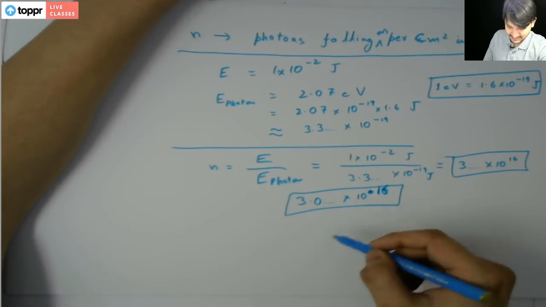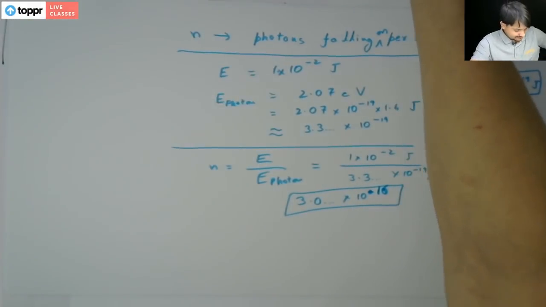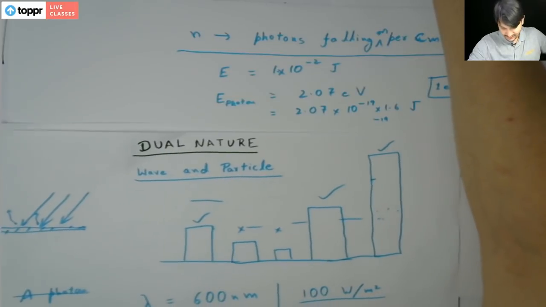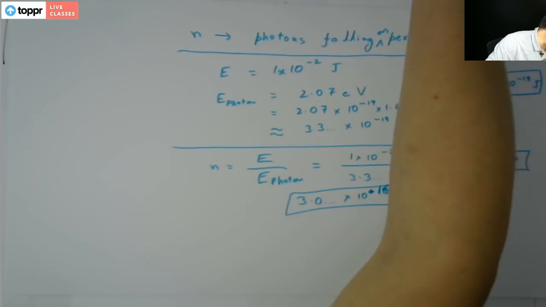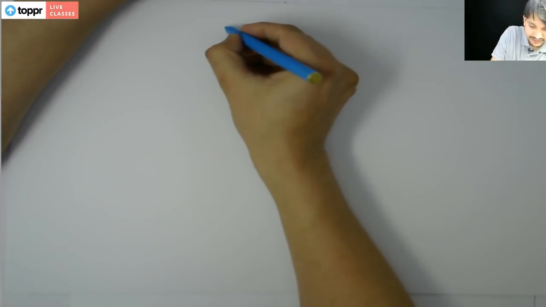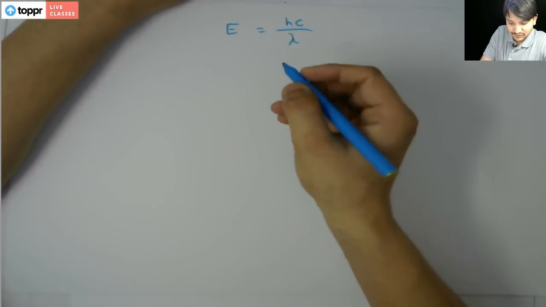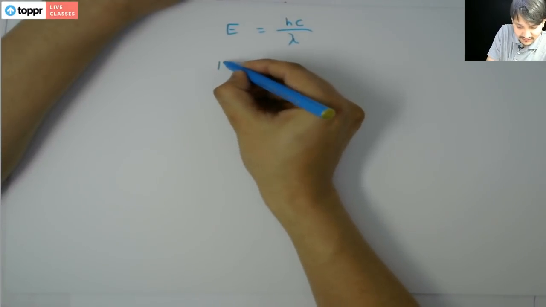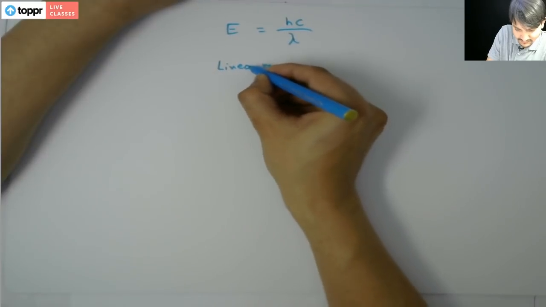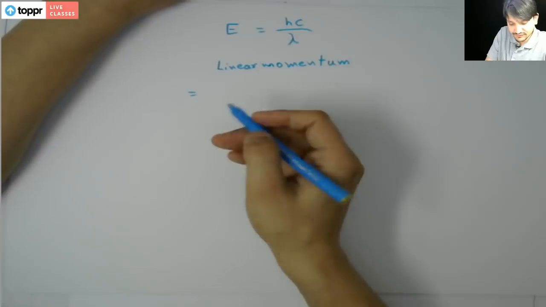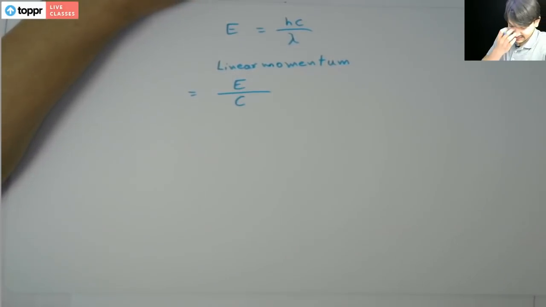So using this, I think we also had one question that we are missing here. Let me recall that question. Part A, yeah, we also had to find the linear momentum. And how do we find the linear momentum of a photon? We already know that a photon has energy hc by lambda, and the linear momentum of the photon equals the energy of the photon divided by the speed of light, E by c. That gives us h by lambda.